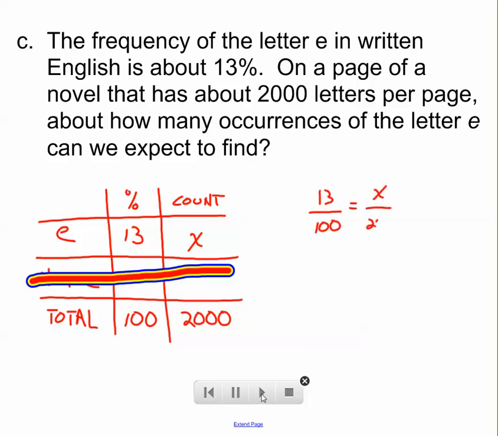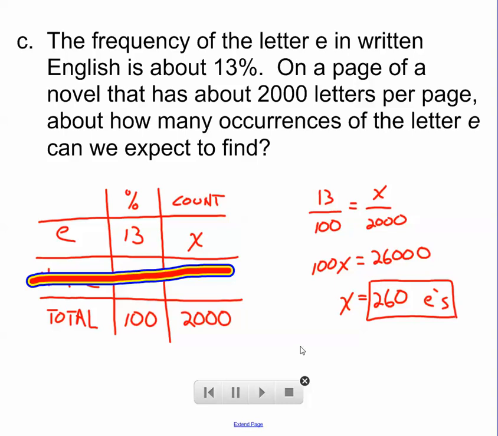So 13 over 100 equals x over 2,000. 13% is what amount of 2,000? Do cross products, divide both sides by 100. You don't need a calculator for that. It's 260 E's on a page of 2,000 letters. 260 of the letters are going to be E's.